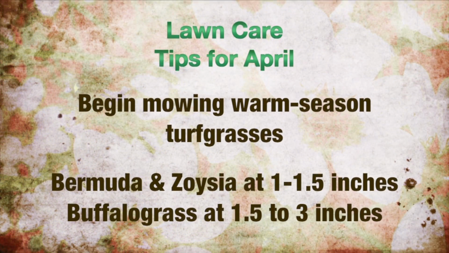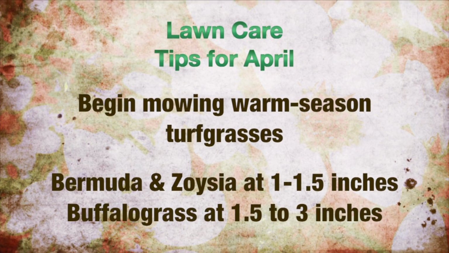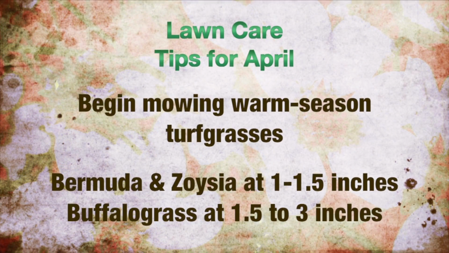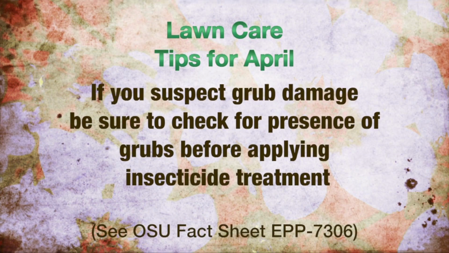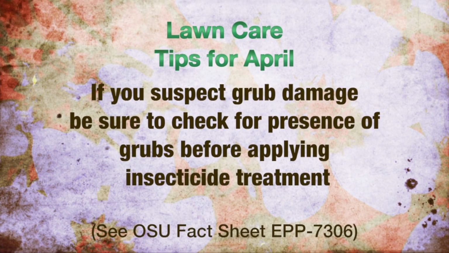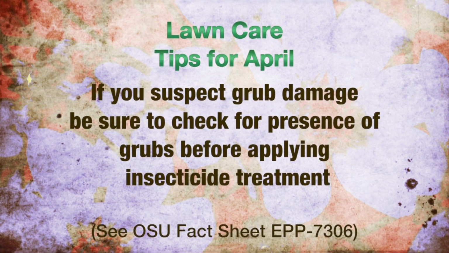Cutting height for Bermuda and zoysia should be 1 to 1.5 inches high, and buffalo grass 1.5 to 3 inches high. Grub damage can be visible in lawns at this time. Check for the presence of grubs before applying any insecticide treatment.